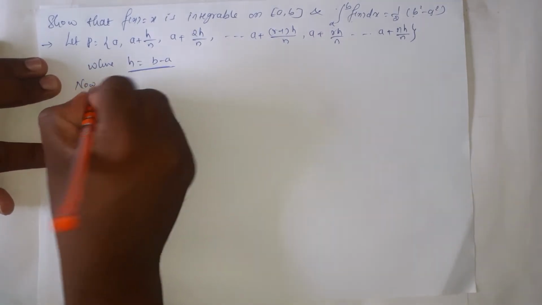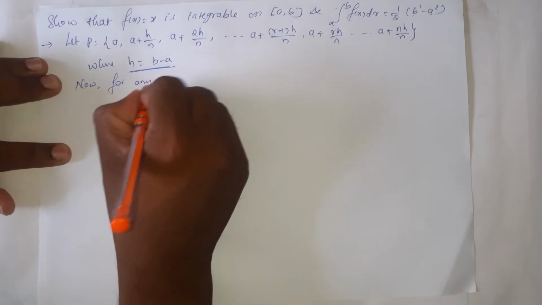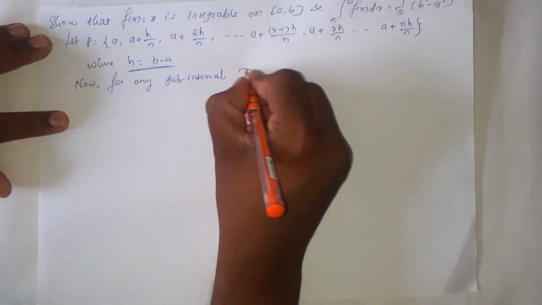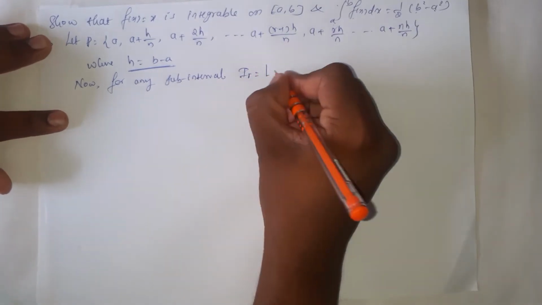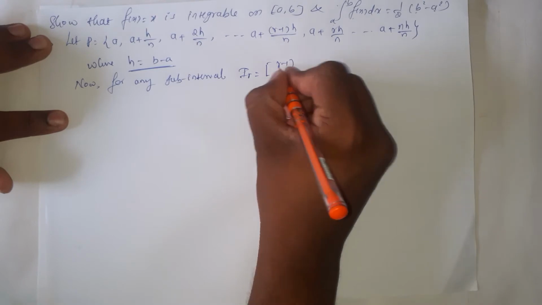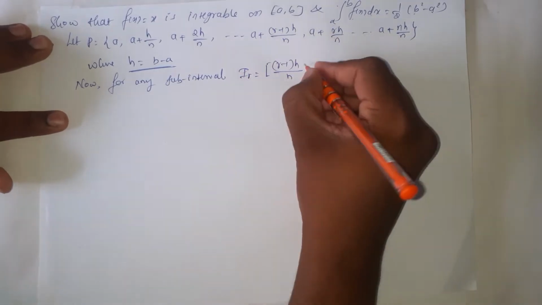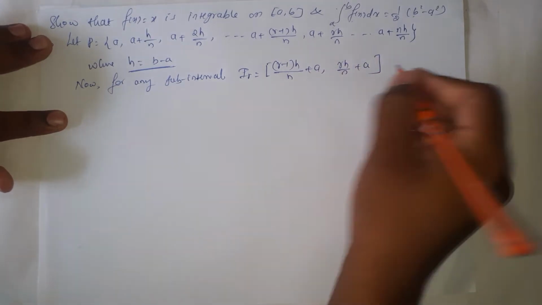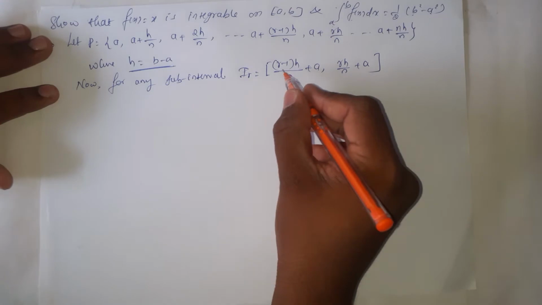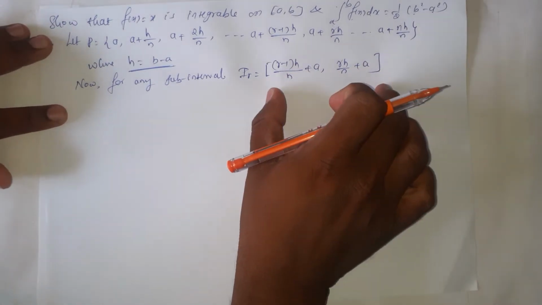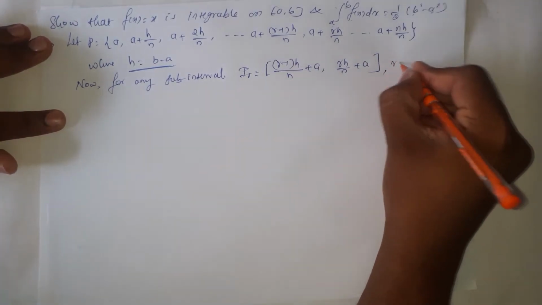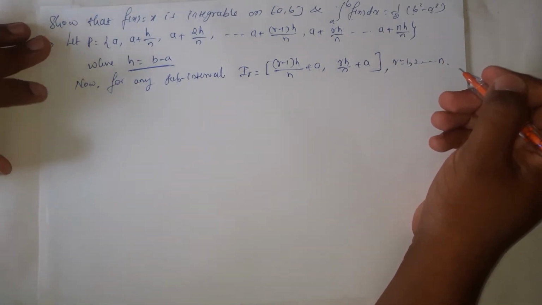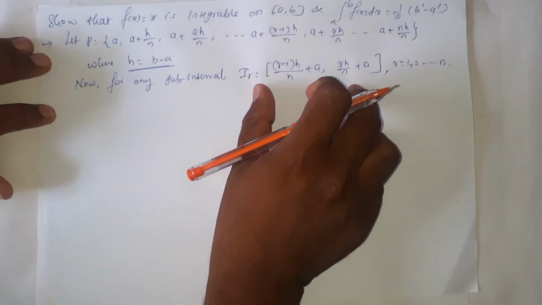Now for any subinterval I_r, which is equal to [a plus (r minus 1) h by n, a plus r h by n]. So therefore it is the rth subinterval where r takes the values from 1 to n. Then let us find the supremum and infimum of this interval I_r.